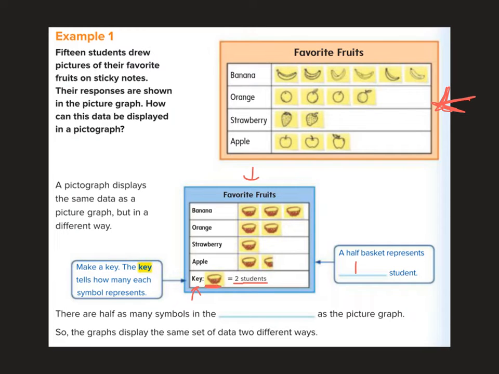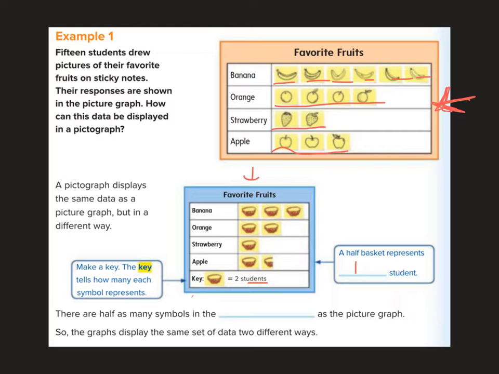So if you can see here, if each one of these equals 2, there would be 2, 4, 6 people voted for banana. Is that true? 1, 2, 3, 4, 5, 6. Yes, that is true. And 4 people voted for orange. 2 people voted for strawberry. What? They're crazy. That'd be my vote. And 3 people voted for apples because there's 2, and then a half basket, which is 1 person, which would be 3.